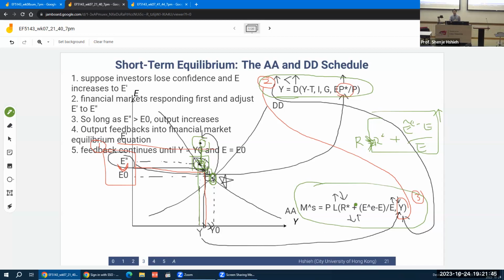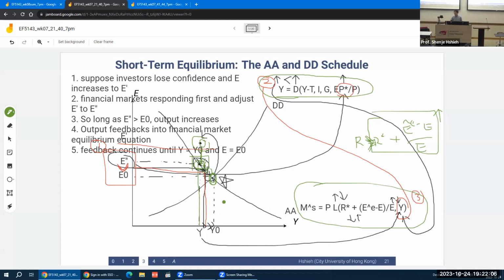Again, we're on the AA schedule, right? So that means that as you increase Y, the trade-off between E and Y is negative. So higher Y means E is lower now. So as we move from lower, so higher Y, lower E, the lower E is going to feed back into the aggregate demand function and so forth, right? So the cycle keeps moving over and over again.